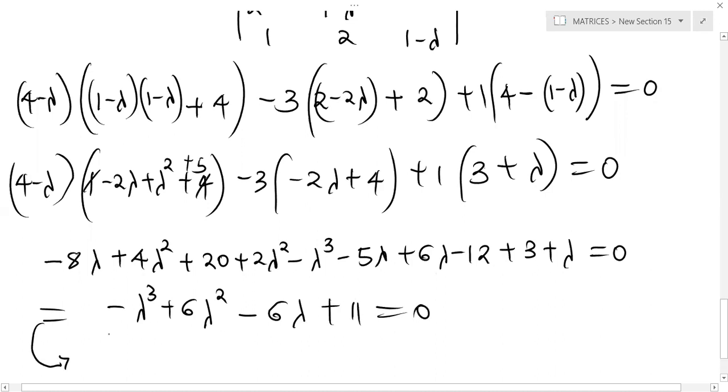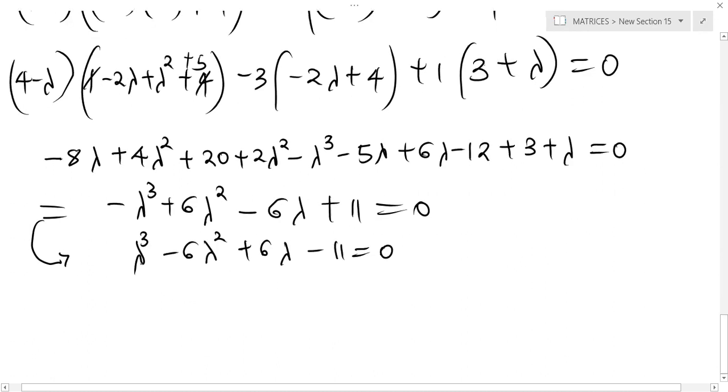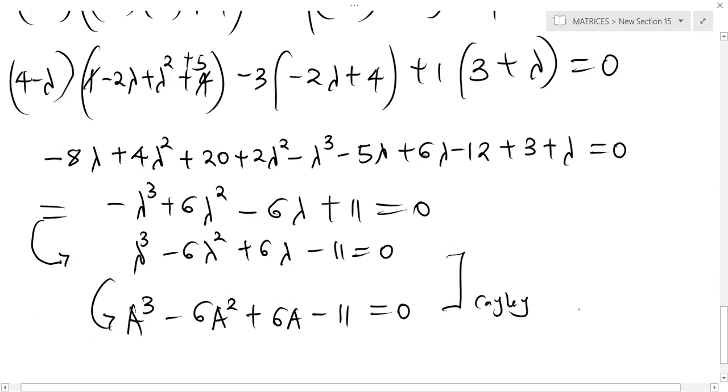According to the Cayley-Hamilton theorem, matrix A satisfies its own characteristic equation. So I first of all want to write it with this value being positive. So I can have this as lambda cubed minus 6 lambda squared plus 6 lambda minus 11 is equal to 0, just so that it looks much better. So this will translate to A cubed minus 6A squared plus 6A minus 11I is equal to 0, according to Cayley-Hamilton theorem. Now on to getting A inverse.